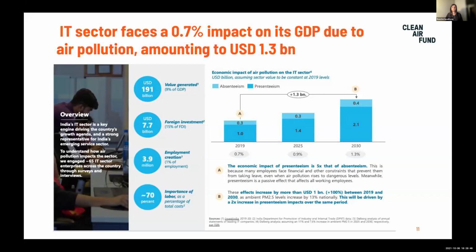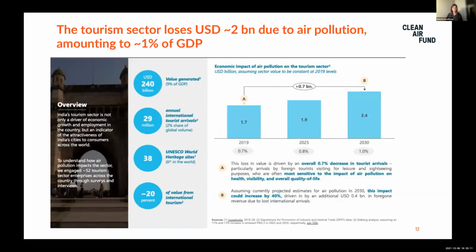We deep dived into specific sectors, the IT sector particularly, and we found that the IT sector was really losing its competitive edge globally because of air pollution, and that big companies were going to cities, but even countries outside of India due to pollution and not being able to really attract good talent.